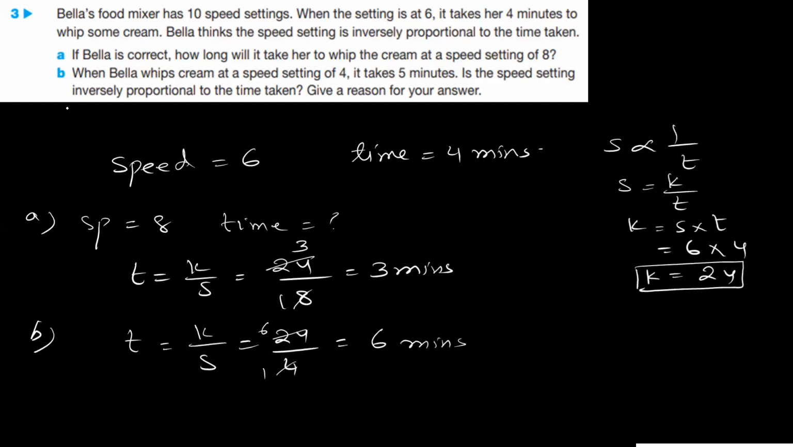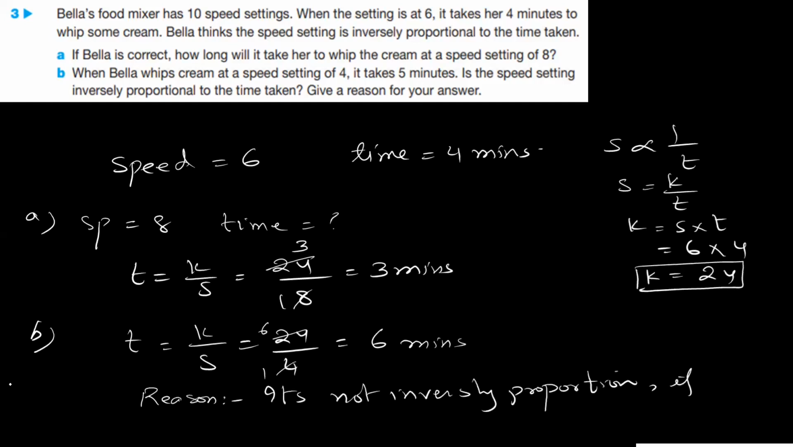So if that relationship is inversely proportional, then at the speed of 4, the mixer should take 6 minutes. But Bella is saying that it's 5 minutes, so this is the wrong answer. She is not correct on that time. So what we write, give reason. We can say that Bella is not correct and the reason is it's not inversely proportional. If it is, then it should take 6 minutes.